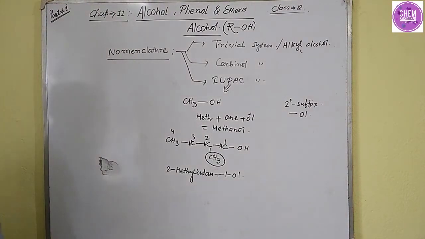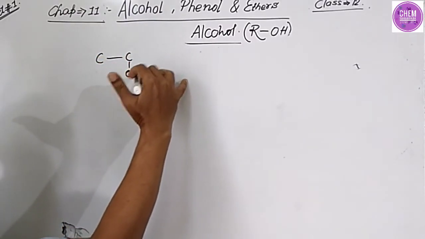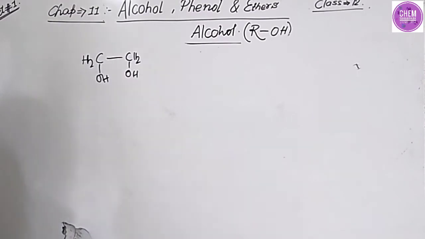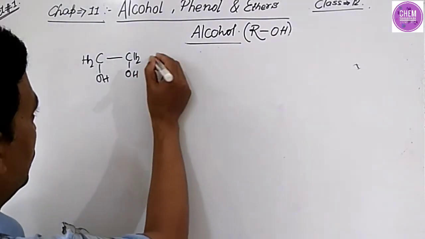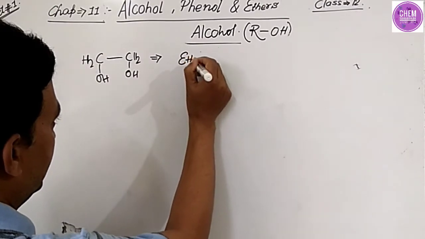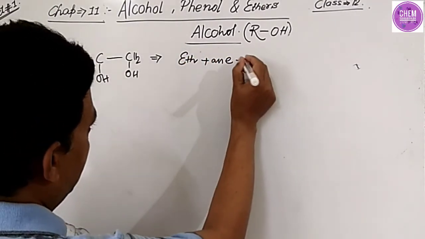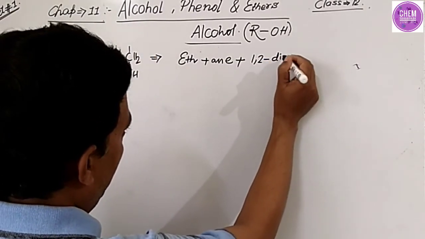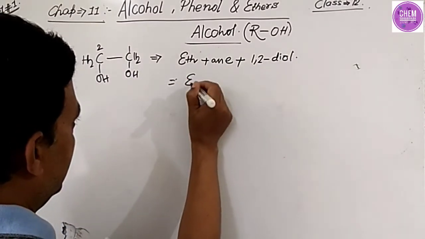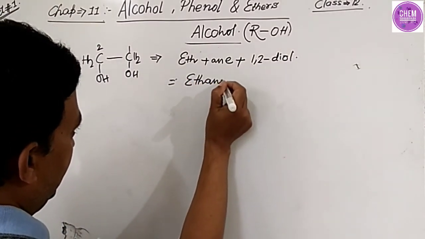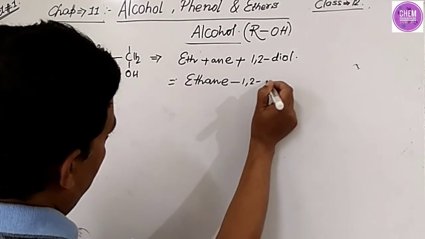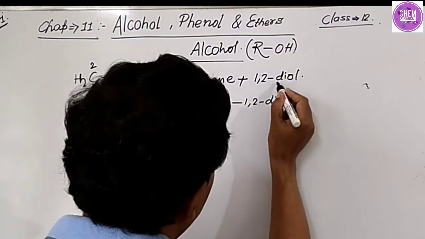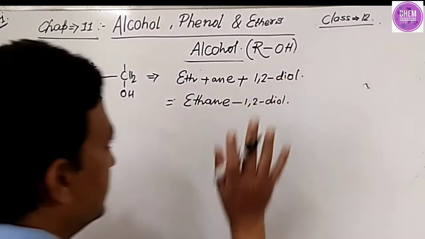Let us take more examples. Suppose there are 2 OH groups, as we see in ethylene glycol, CH2OH, CH2OH. So the word root becomes eth plus an plus the numbers 1 and 2, 1, 2 diol. So if we combine these three words, then it becomes ethane 1, 2 diol. Here the e cannot be dropped, because the secondary suffix begins with a consonant d.